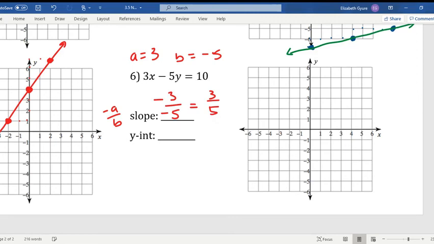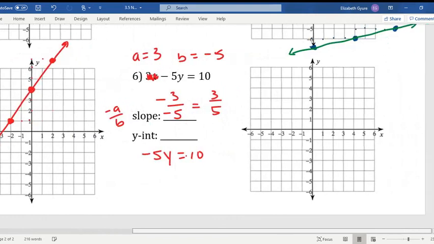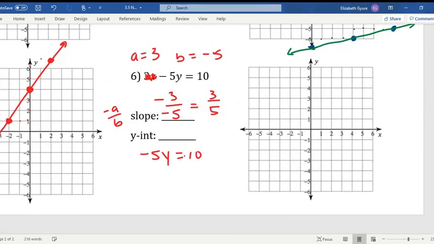Okay, good. Then we have our y-intercept. What letter do I cover up to find my y-intercept here? X. So cover that up, and you'll have negative 5y equals 10. Dallas? Because if you take a look at the other one, wasn't your y first and then your x second? And this one, your x is first and your y is second. The order switched.